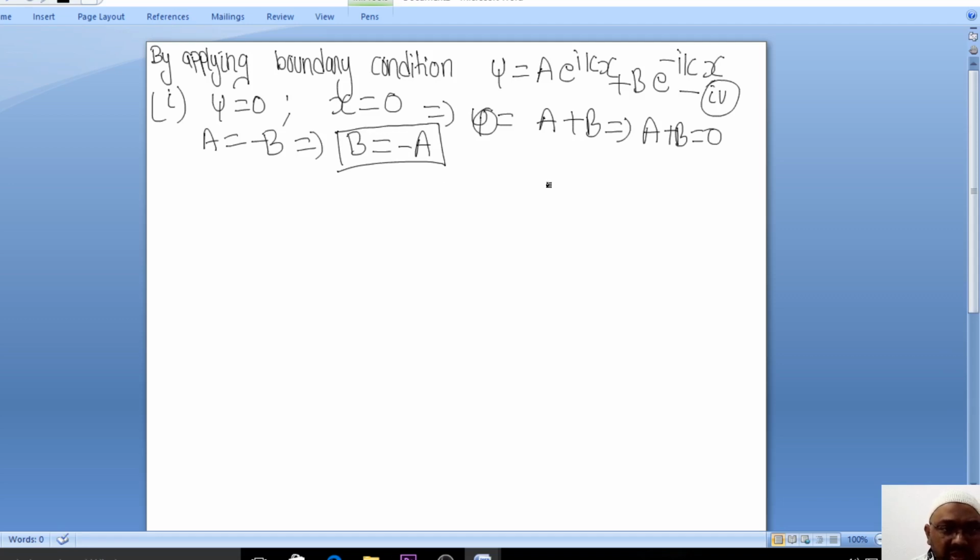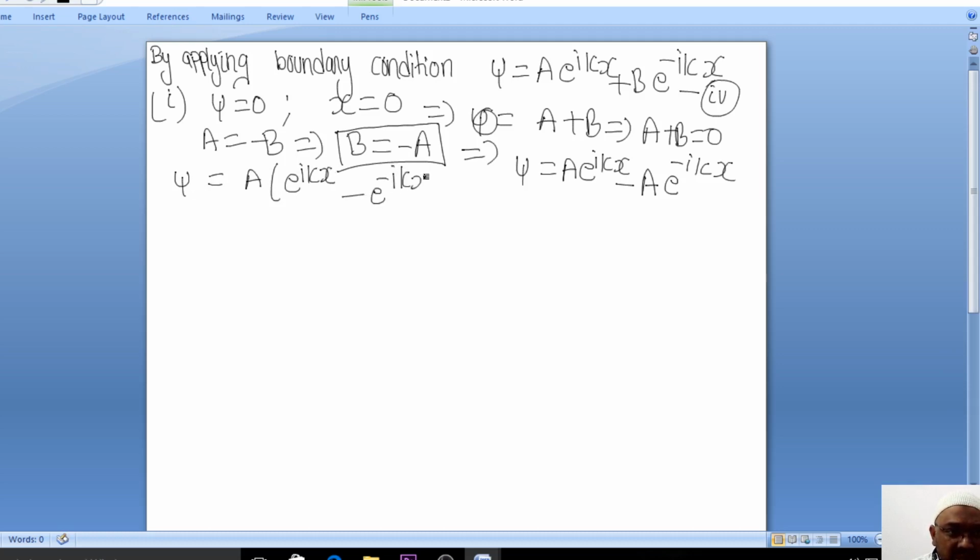So b is equal to minus a. Let us see what happens now. The fourth equation will become psi is equal to a into e to the power of ikx, and instead of b we can write minus a, into e to the power of minus ikx. Now psi is equal to a, taking it common, into e to the power of ikx minus e to the power of minus ikx.